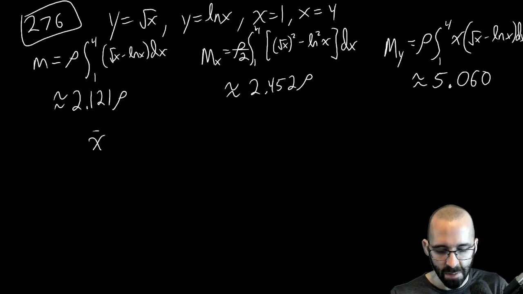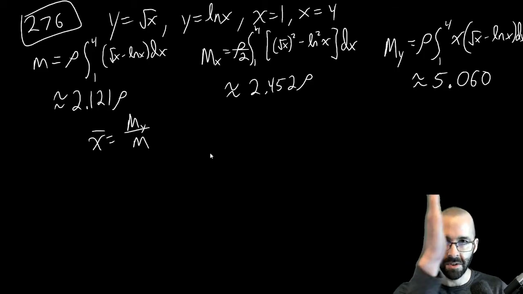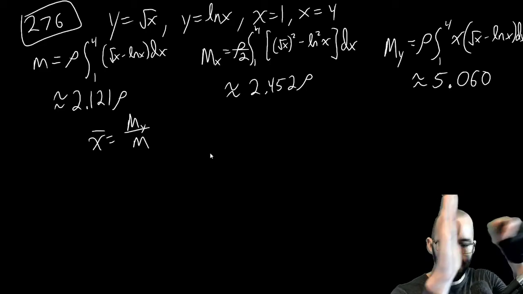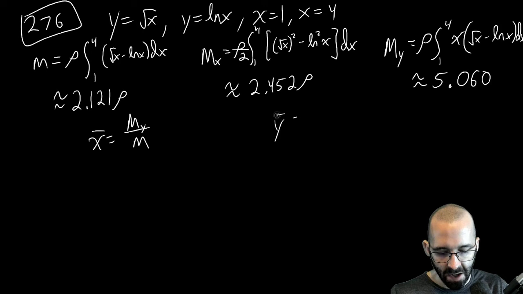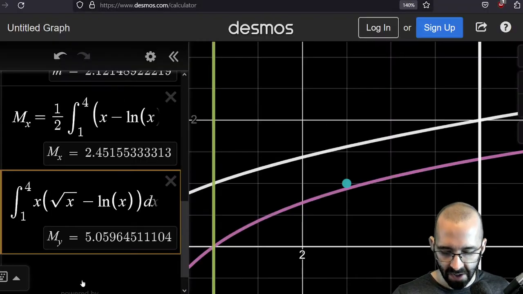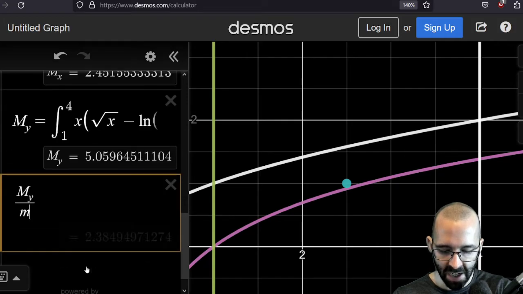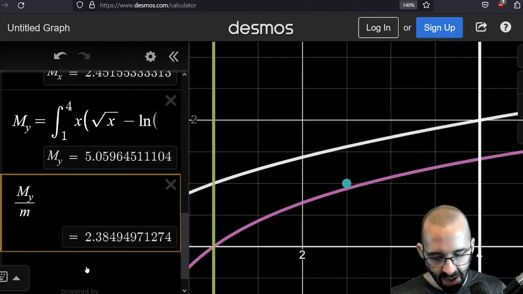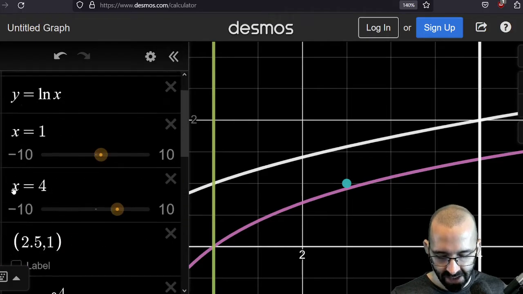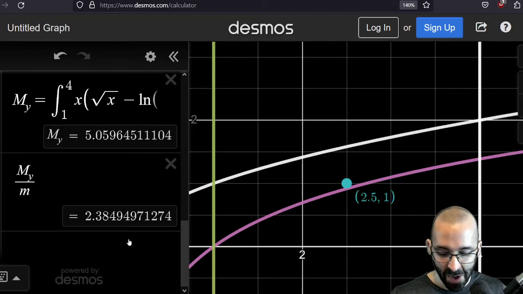Remember, x bar is that moment with respect to the y-axis divided by m. Because again, with respect to the y-axis is the x-coordinate stuff. Y bar is moment with respect to the x-axis divided by m. We're going to get that our center of mass is just x bar comma y bar. And we can find those right here. X bar is moment with respect to y divided by m, which is about 2.3. Ooh, hold on. Let's label my guess. I guess 2.5. It's 2.385.